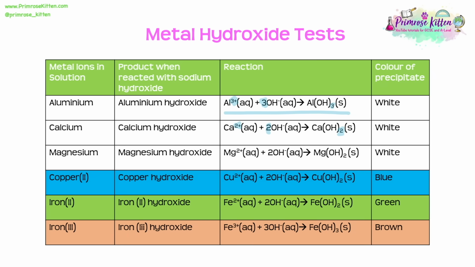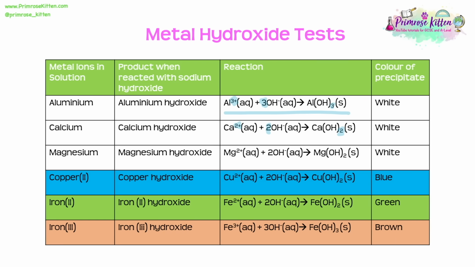Calcium also reacts with sodium hydroxide to form a white precipitate, this time of calcium hydroxide. Magnesium also reacts with sodium hydroxide to form a white precipitate, this time of magnesium hydroxide. Now copper(II), and that Roman numeral tells us the charge of the copper ion, is going to react with sodium hydroxide to form a blue copper hydroxide precipitate.